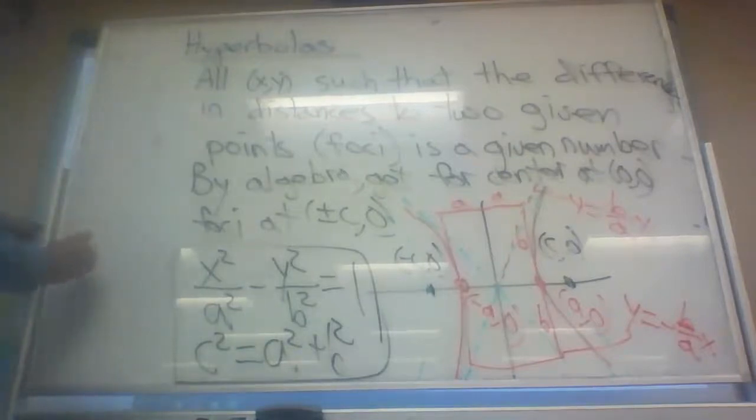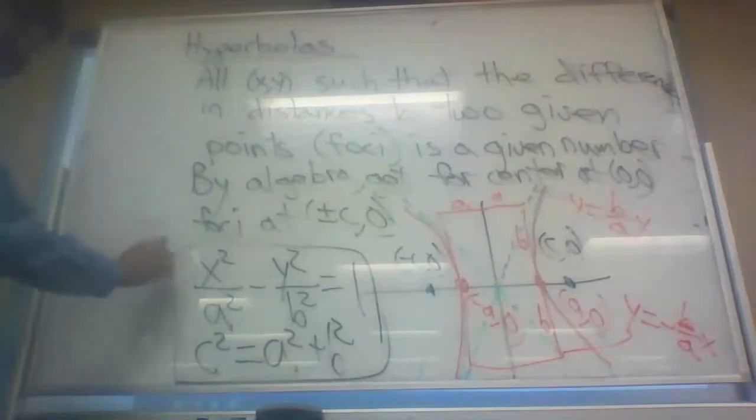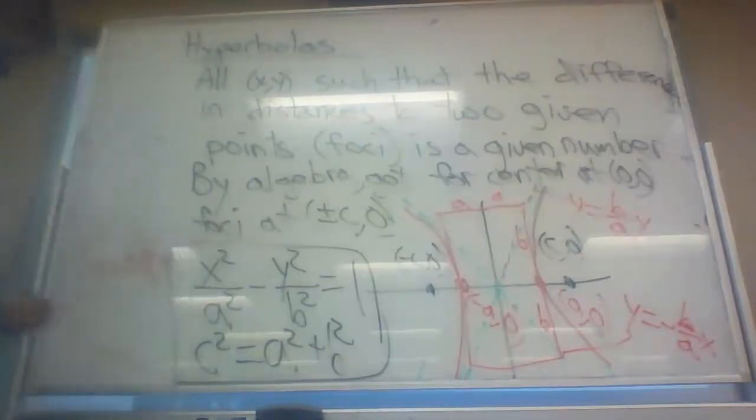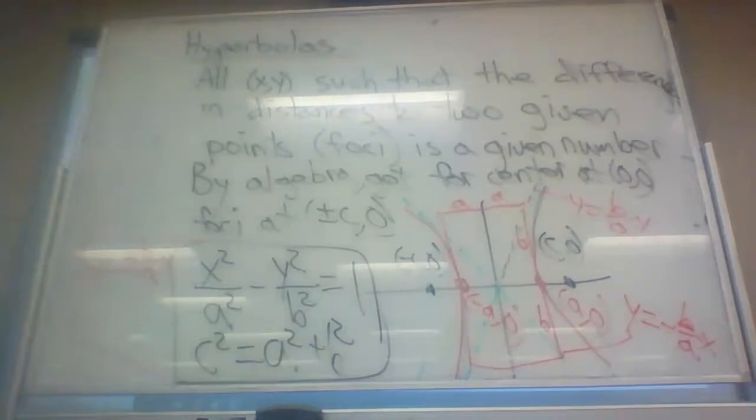And then again, if it's not centered at the origin, you have to translate both the equation and the asymptotes. But you memorize this one, and then just, oh, here are the asymptotes. I should write these over here too. y equals plus or minus b over a x. Memorize all three of these equations for the hyperbola.